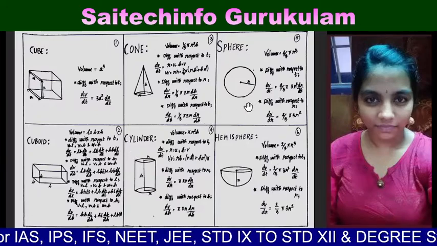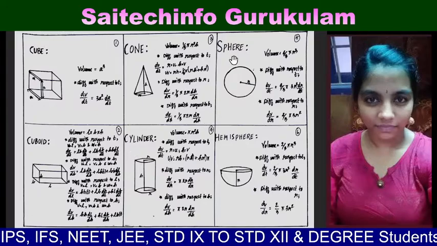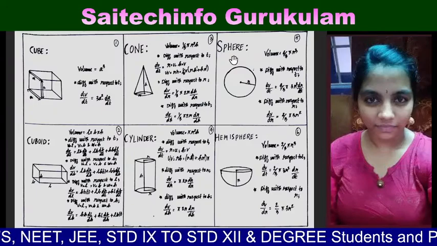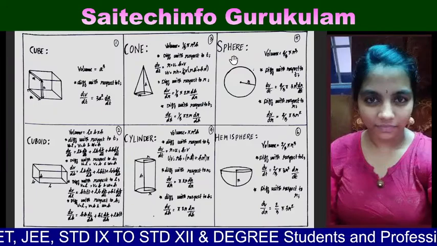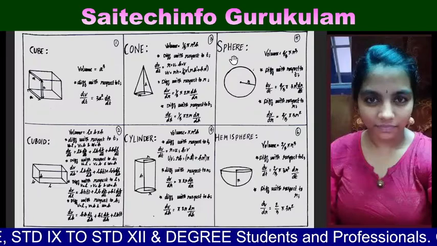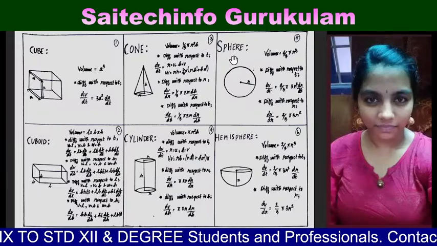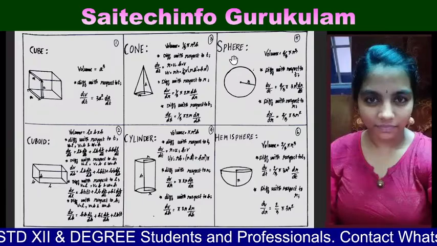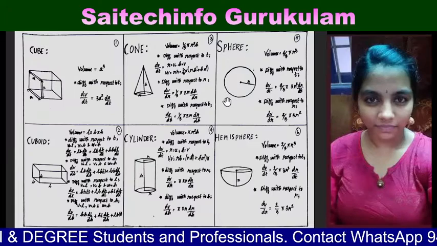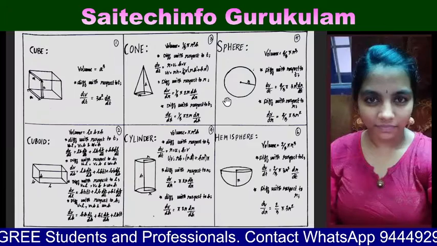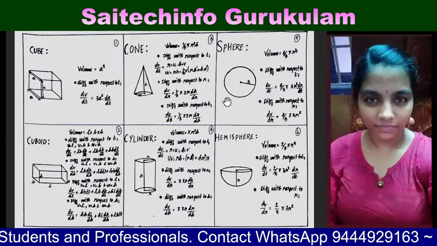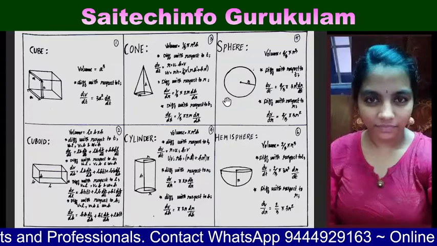Next shape is sphere. Volume of a sphere is equal to 4 by 3 pi r cube. Differentiating it with respect to t, dV by dt equal to 4 by 3 pi 3 r square dr by dt. Differentiating with respect to r, dV by dr is equal to 4 by 3 pi 3 r square.